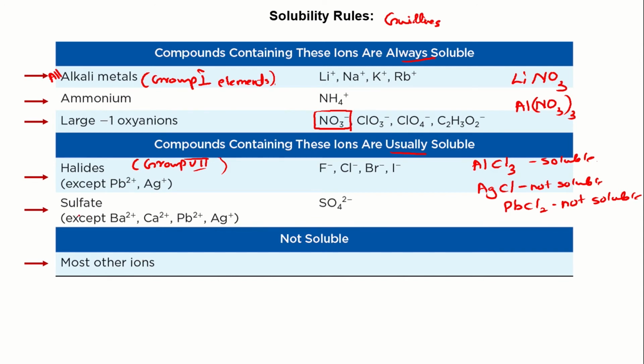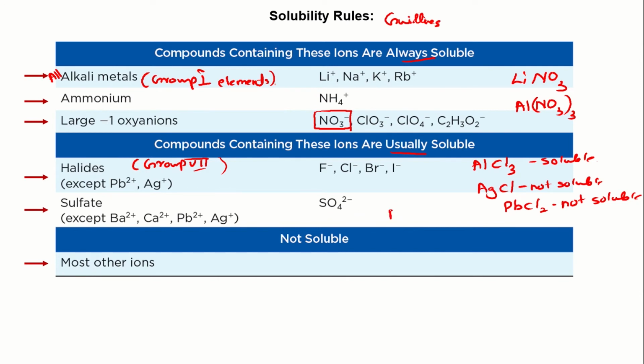Sulfates. Sulfates are usually soluble except for these ones. So that means any sulfate is soluble except the sulfates made with these cations. Barium sulfate is not soluble. Calcium sulfate is not soluble. Lead sulfate is not soluble. And silver sulfate is not soluble. All the other sulfates are soluble.